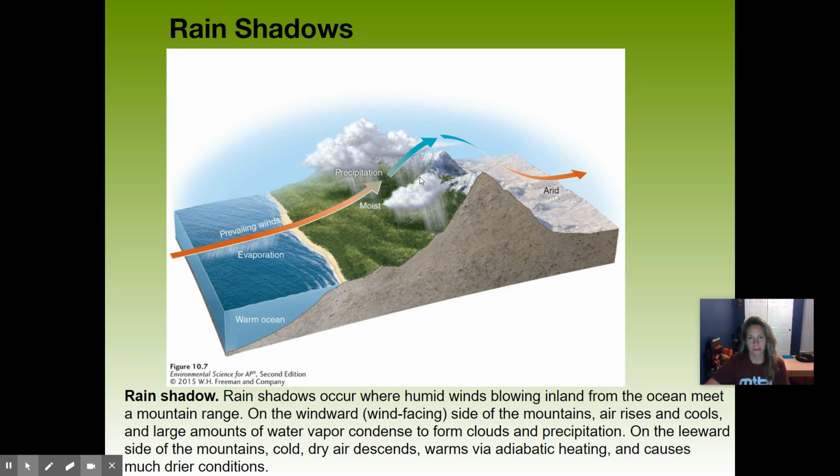And it's also called the windward side. And this would be the leeward side. And so the windward side, where the wind is coming from, is very wet. The leeward side is very dry. So this area here is the rain shadow.